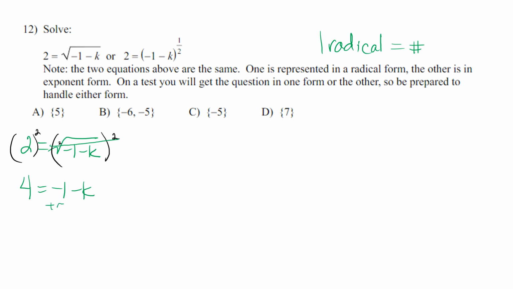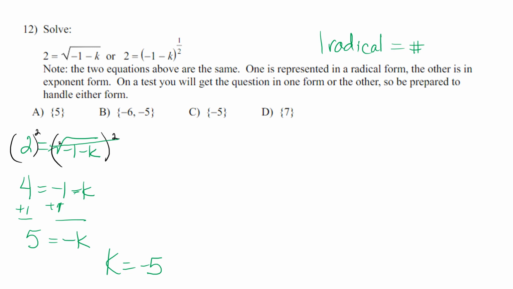I'm going to go ahead and add 1 to both sides of the equation. So 5 equals, be careful, don't forget your sign, -k, which means that k has to equal -5.